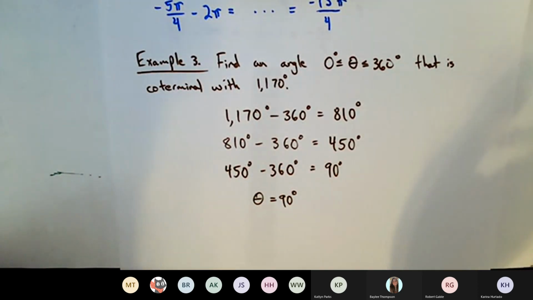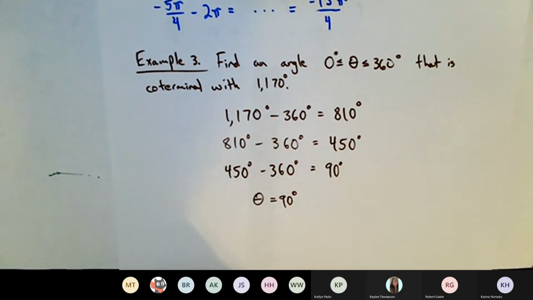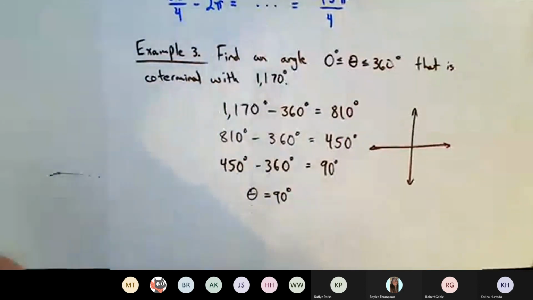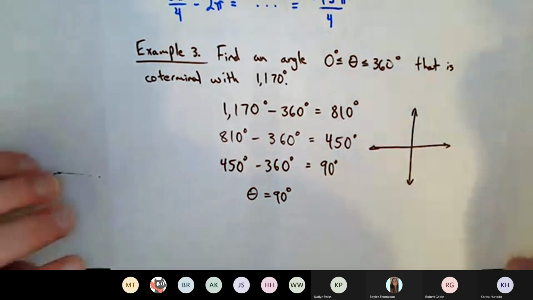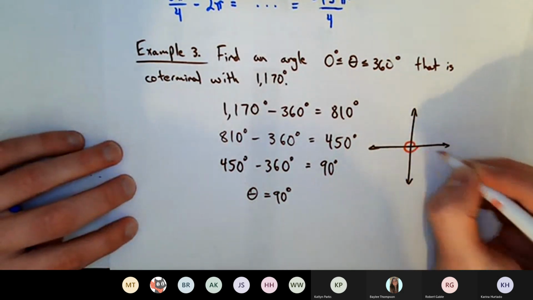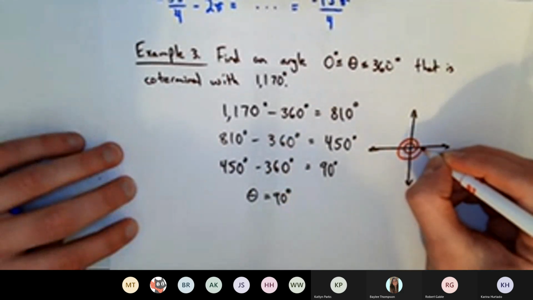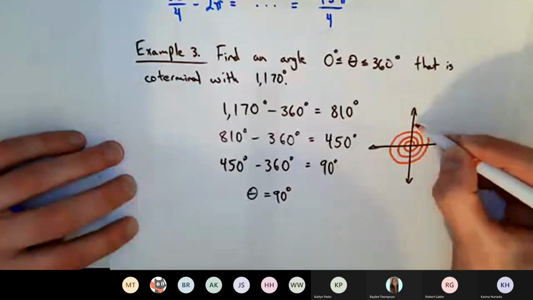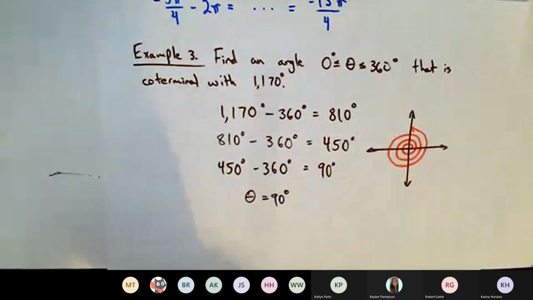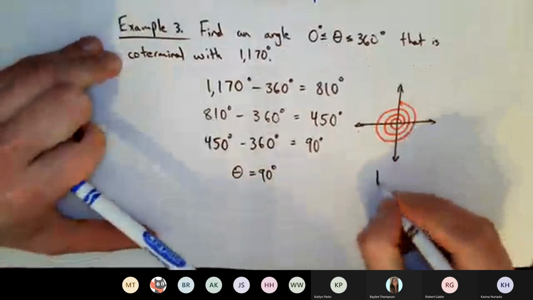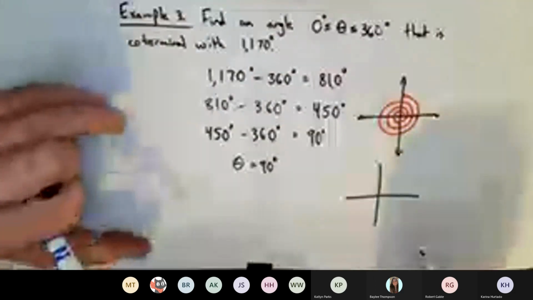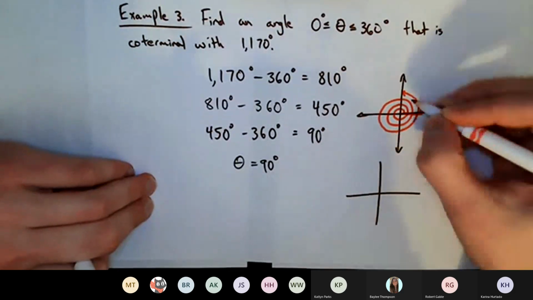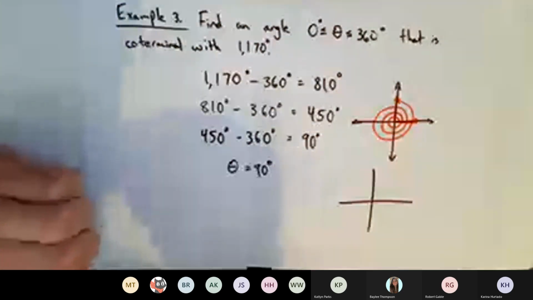So if I was to draw this, what have I just done? The angle they gave, 1,170 degrees, it goes around once, right there. It goes around twice, and then it goes around 3 times, and then finally it ends at the 90 degree mark right there. And our angle, we said, look, this is much simpler, let's get rid of all these extra revolutions. Our angle has the exact same initial side that this angle has. I should say the initial side is here, right? The initial side, and then the terminal side is here because it's ending at that 90 degree mark.